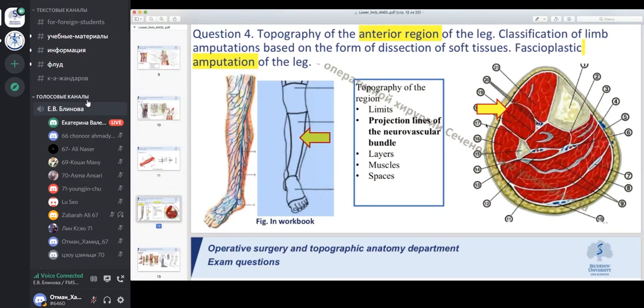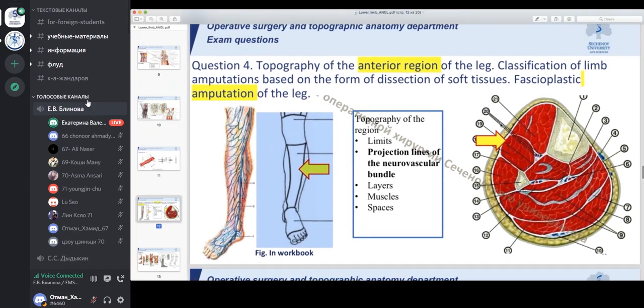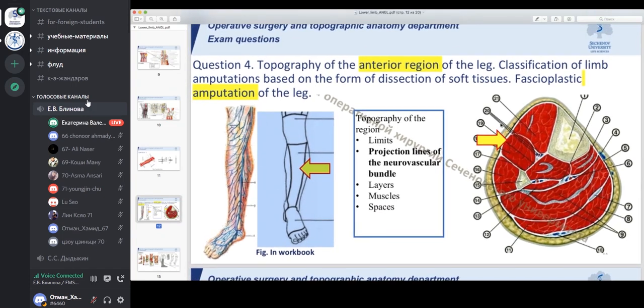the lateral compartment. And the anterior compartment includes some muscles: anterior tibial muscle, extensor hallucis longus, and extensor digitorum. The lateral compartment has the short and long fibular muscles.